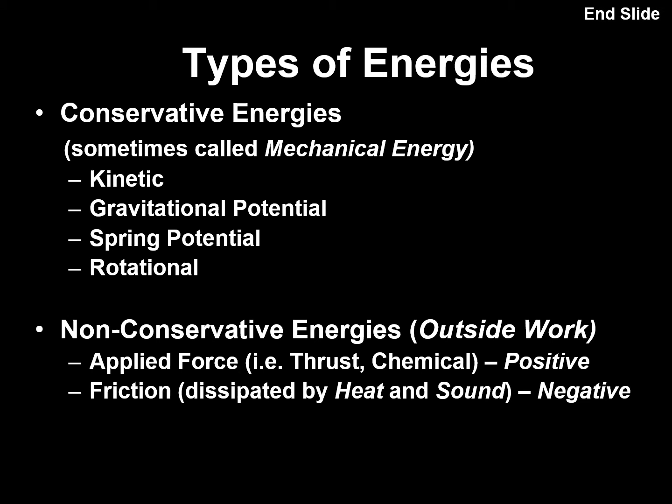Now, friction is another type of energy, usually called dissipated, and it's caused by heat and sound. This is your negative type of energy, so you lose this type of energy in your system. Friction takes energy out because it does work on your system to slow it down, so it takes that energy away. But friction doesn't really add energy back to the system, so it only goes in one direction. So these are effectively your two types of energy, your positive work and your negative work, that's done by outside forces that do non-conservative energy.